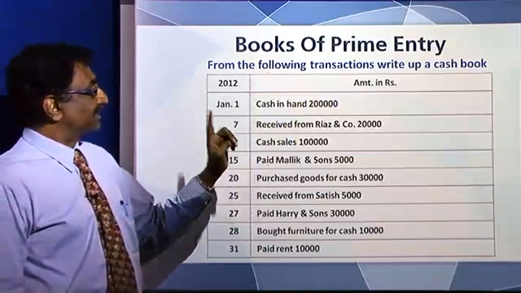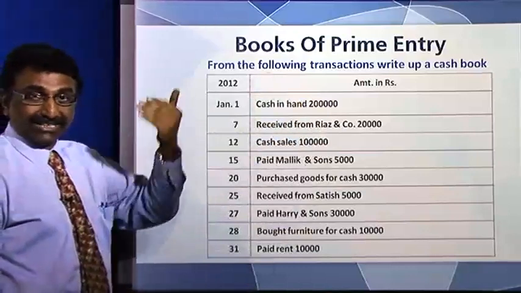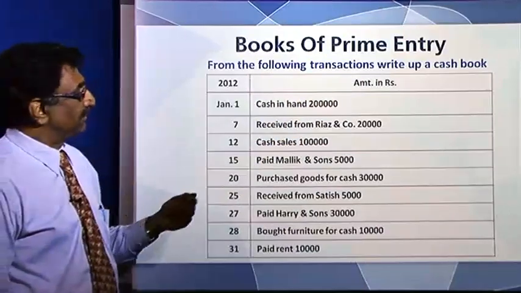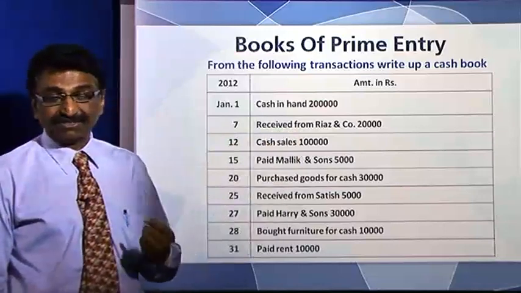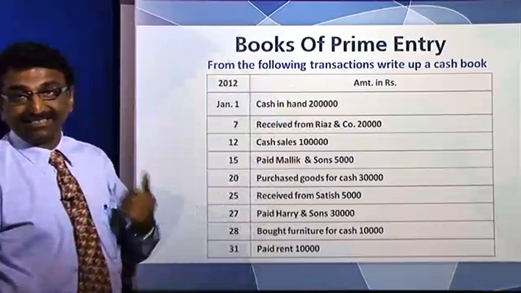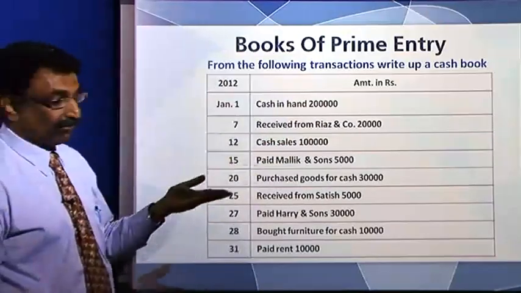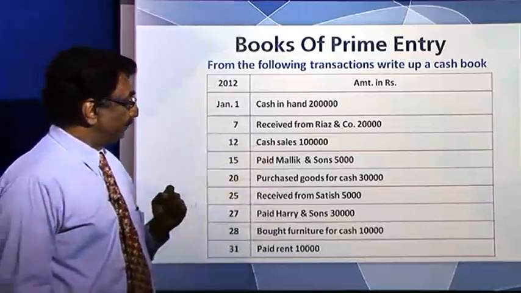Now we have received on 7 January 20,000 rupees from Riaz and Company, so it will go into the receipt side of the cash book. A cash sale has happened, which means you have received cash of 1 lakh rupees, so that is again a receipt side, so it will go on the receipt side of the cash book. We will look at the format a little later once you have completed this.